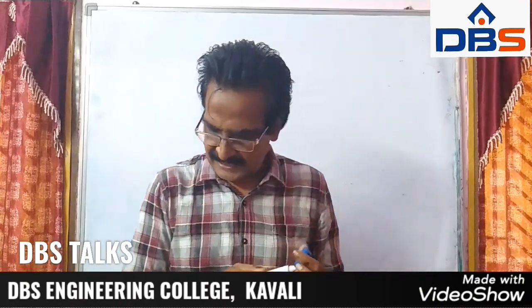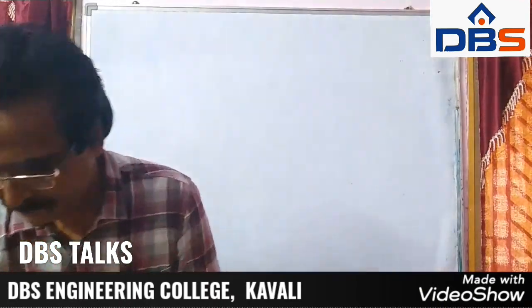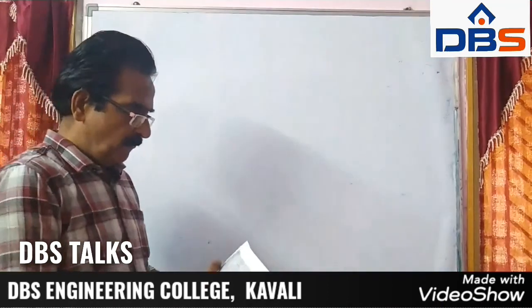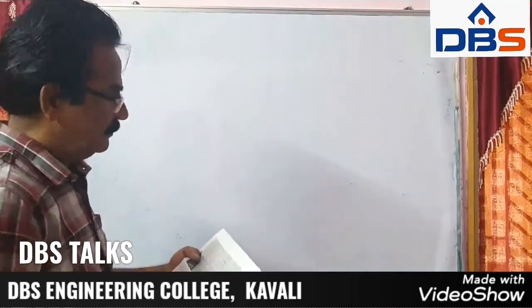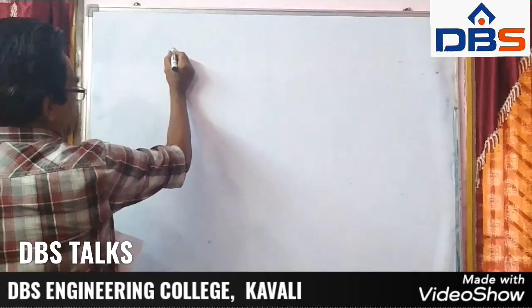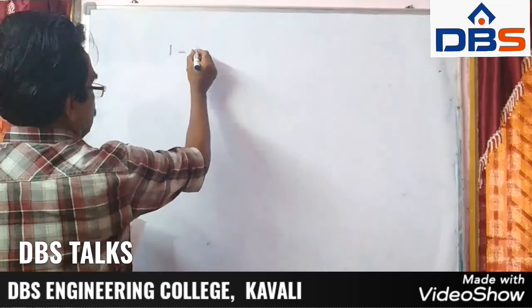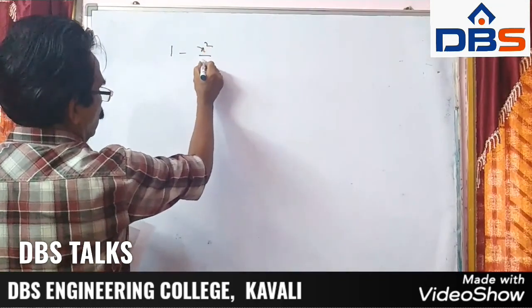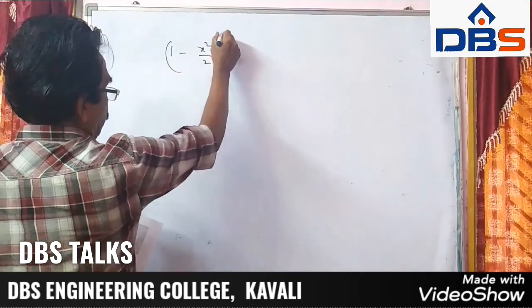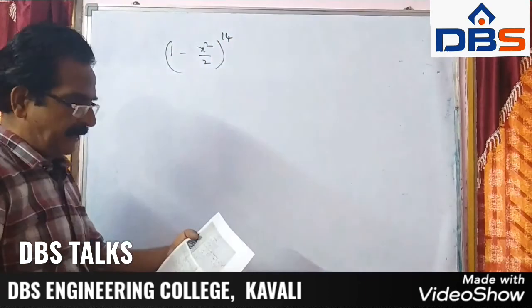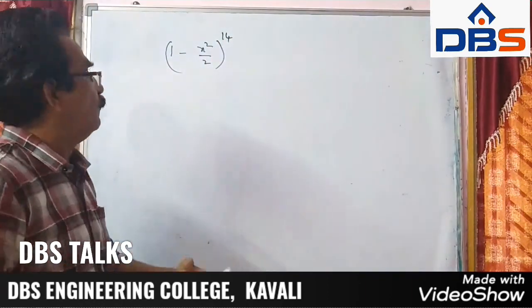Okay friends, let us see the next problem. Find the middle term of (1 minus x square by 2) whole power 14.